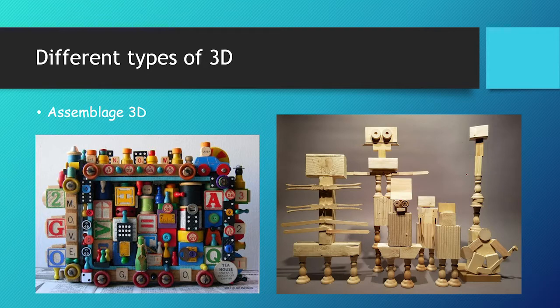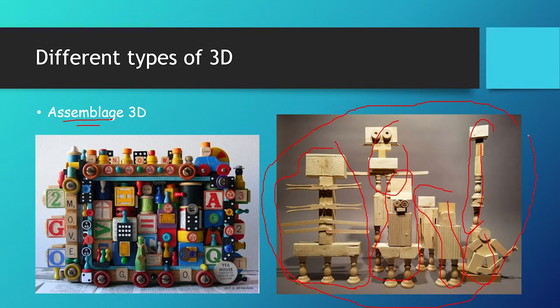Moving on, we have the assemblage. This is quite an interesting 3D. All you need to do is put all the different objects together. You see, it's all separated, and then you assemble. That's why it's called assemblage. You assemble these objects together, and that whole thing is called assemblage 3D. Same thing like this, you put all the different parts together, and the whole thing is called assemblage. Just remember, assemblage comes from the word assembly, where you have to line up.